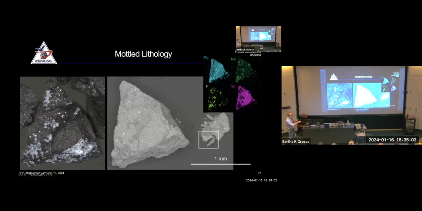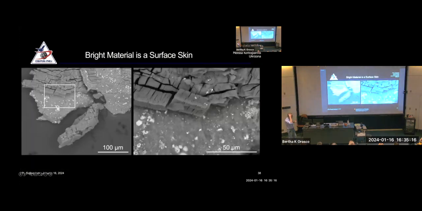No carbon, no calcium, no silicon. Instead, we see high concentrations of phosphorus, magnesium, and sodium. So these look like magnesium sodium phosphates. We have confirmed the phosphate through Fourier transform infrared spectroscopy.